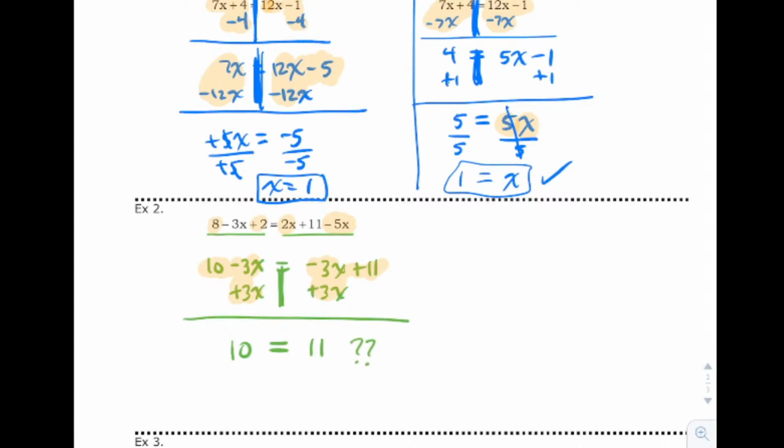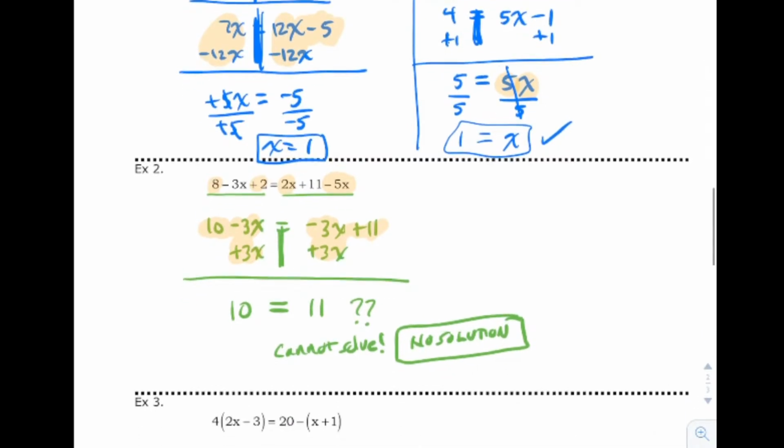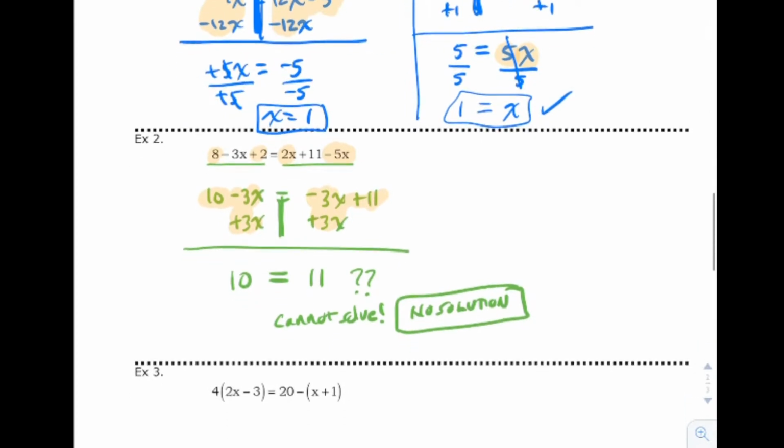Whoa, where'd x go? There's no x anymore. Well, if there's no x anymore, you cannot solve. There is no solution to this one. Oh well, that does happen in life, so you might as well come across it once, right? Gee whiz. 10 equals 11 obviously is not true. So if it's obviously not true, then the equation is never true. There's no x you can use that will ever work, because you've got negative 3x here, you got negative 3x here. It doesn't matter what x is. It's going to be the same on both sides. There's no solution. You cannot solve for x.